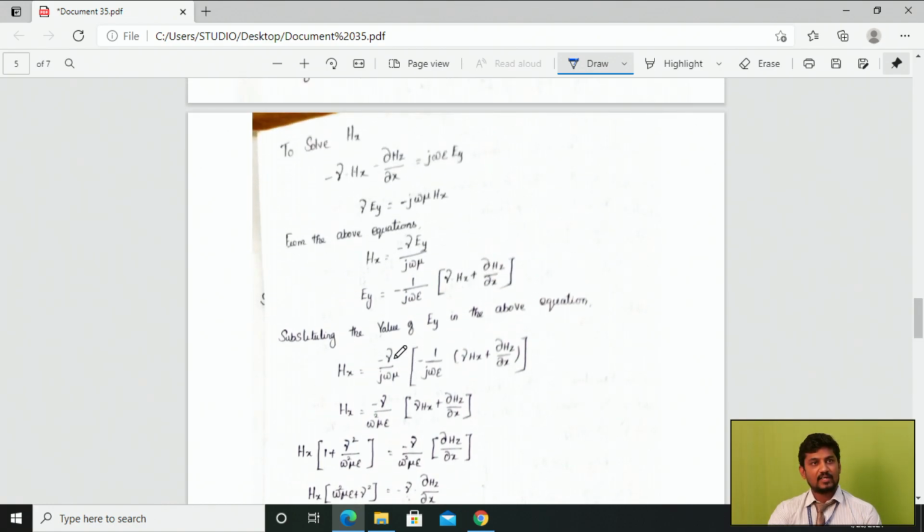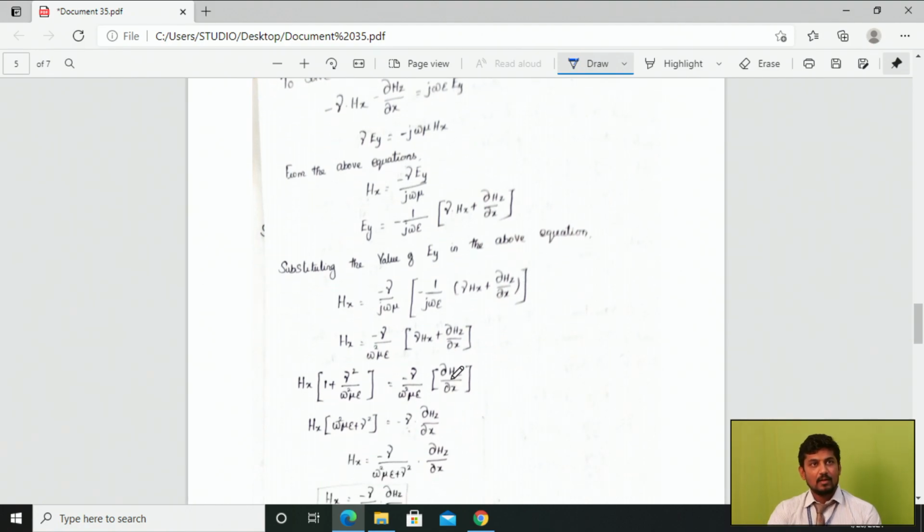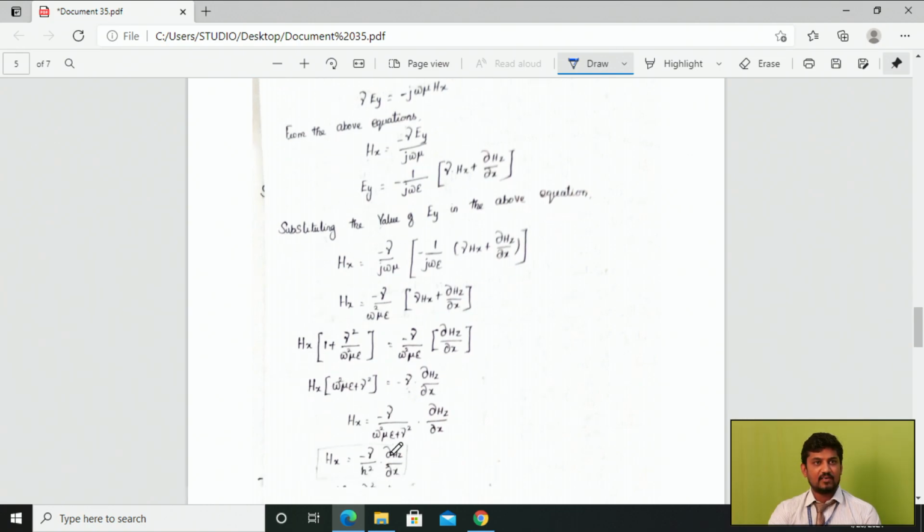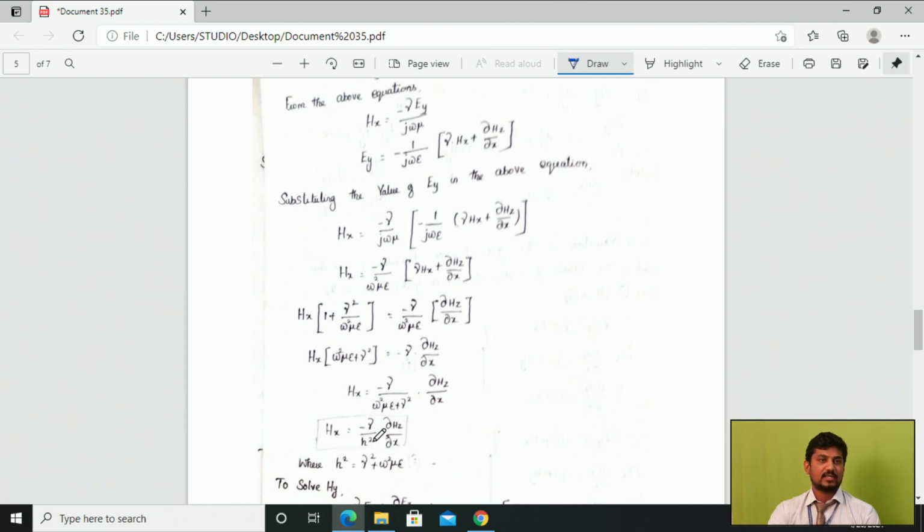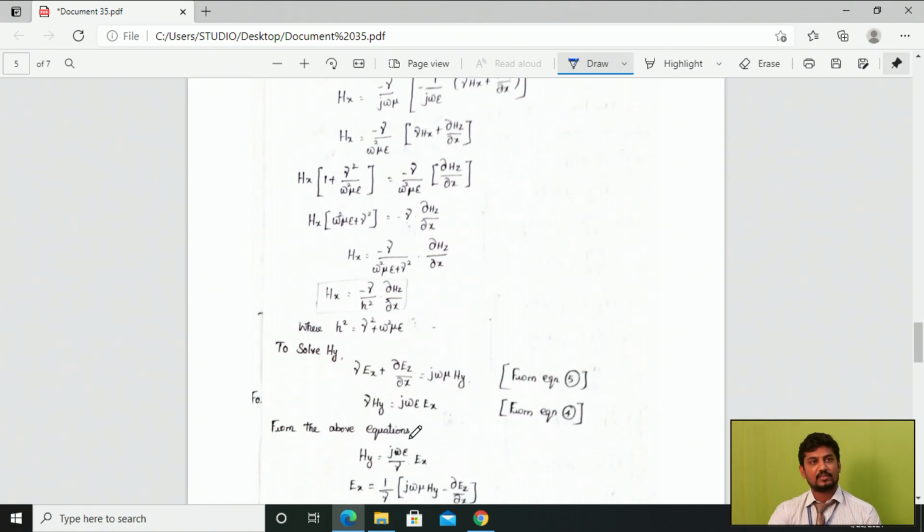See, Hx is equal to minus gamma by j omega mu into 1 minus 1 by j omega epsilon into gamma Hx plus dou Hz by dou x. Take outside minus 1 by j omega epsilon, then we get it like this. Then on the left hand side we take 1 plus gamma square by Hx outside. We will get the equation, so finally we get the answer like this: Hx is equal to minus gamma by h square into dou Hz by dou x.